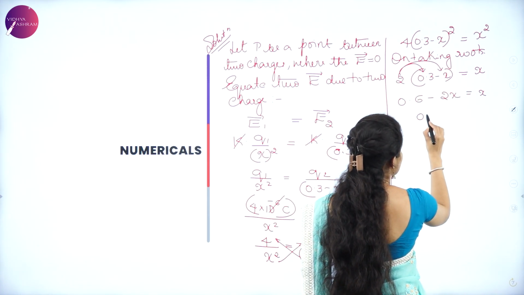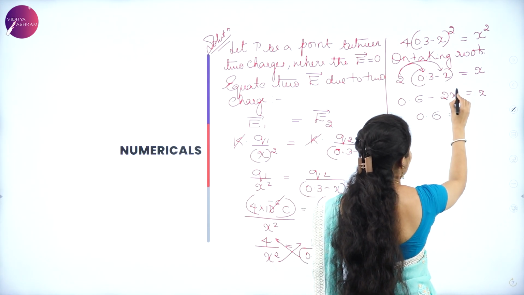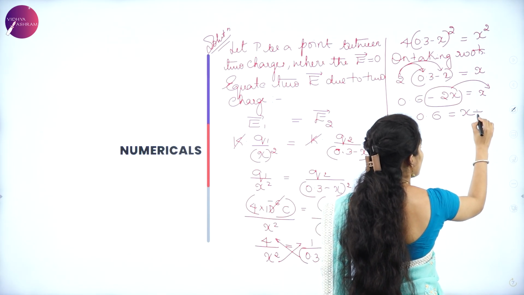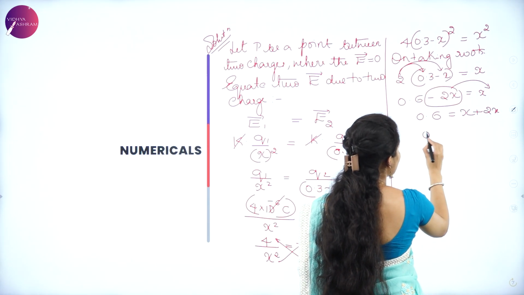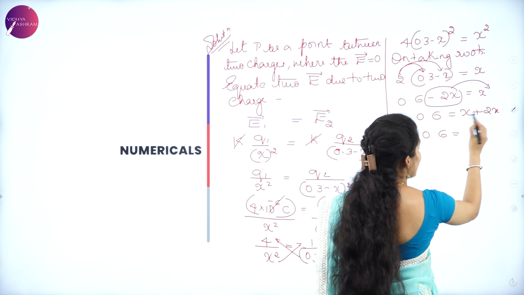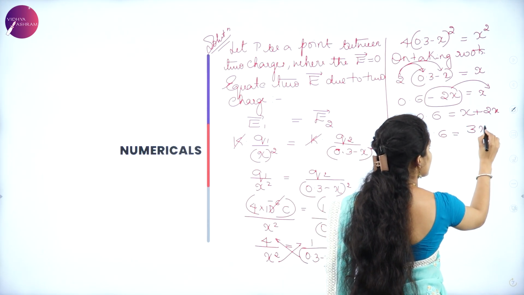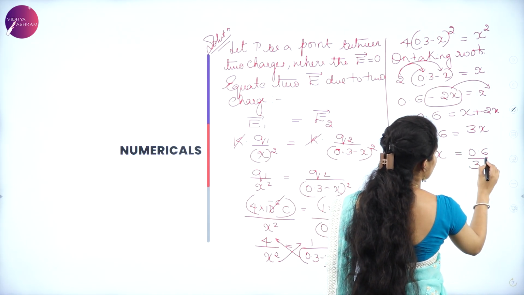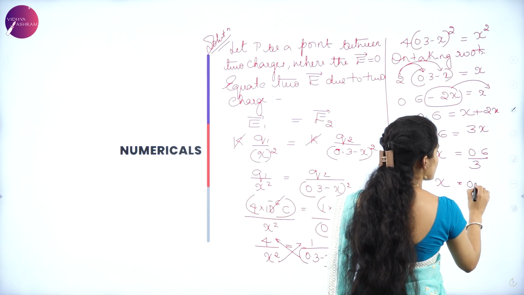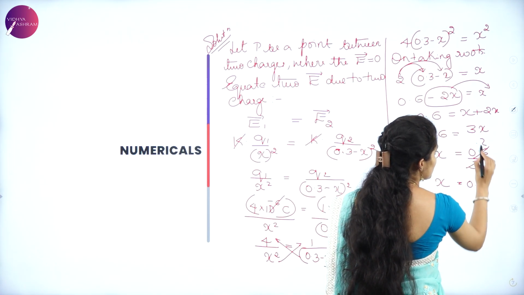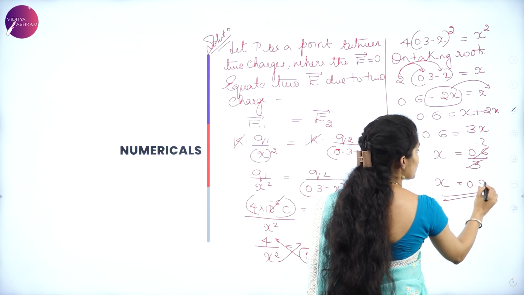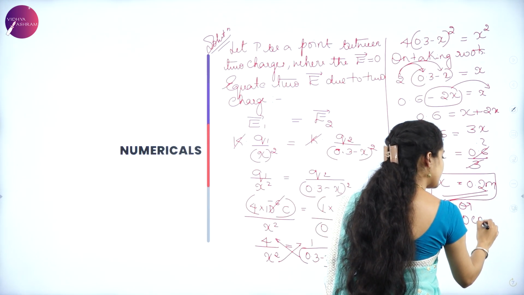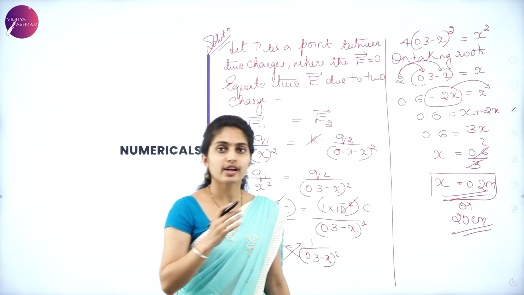So your 0.6 remains as it is and your minus 2x goes to the other side. So it becomes x plus 2x. There is change of sign, so minus 0.6, and 2x plus x is 3x. So your x is equal to 0.6 divided by 3. So you have x is equal to 0.2. So it is 0.2 meters or 20 centimeters. This is your answer.